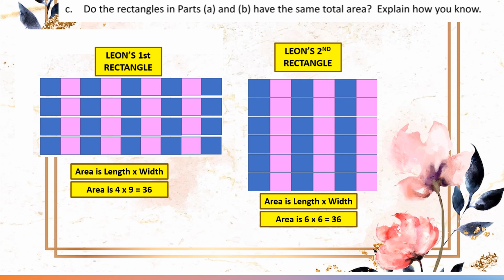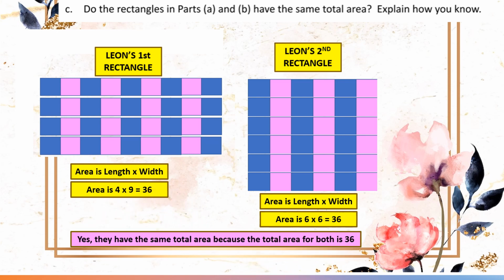Now, the question did not ask you if they had the same measurements for length and width. That is not what the question asked you. The question asked, do these rectangles have the same total area? And the answer is yes. They both have the same total area because the total area for both is 36. Now, if you want to go ahead and pause your video to write that sentence that yes, they have the same total area because the total area for both is 36, then go ahead and do so now.